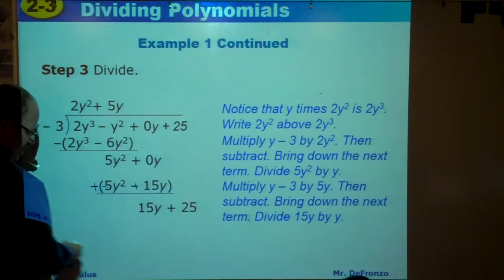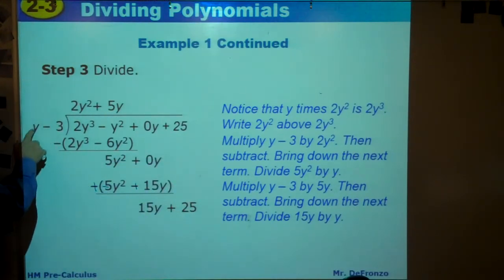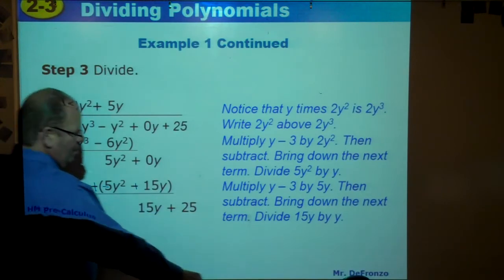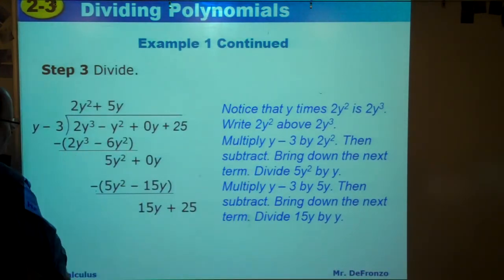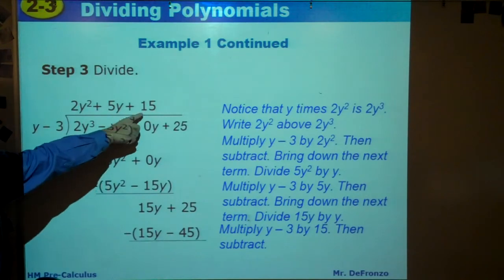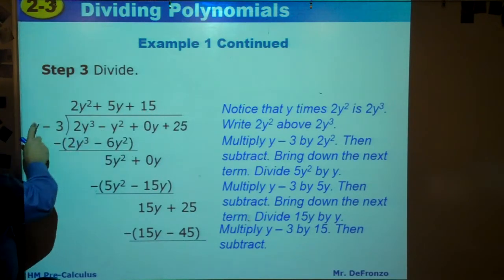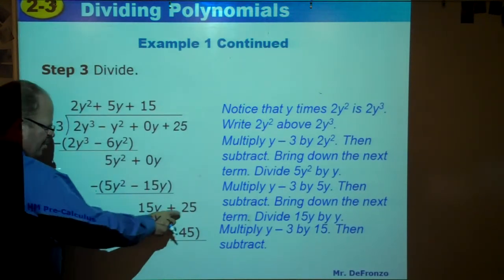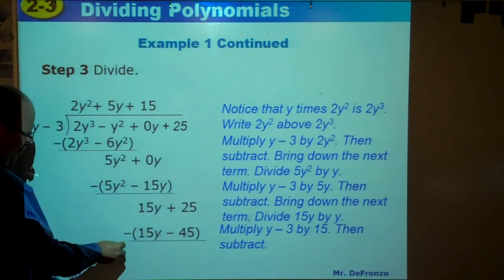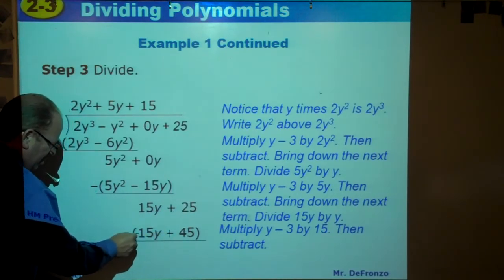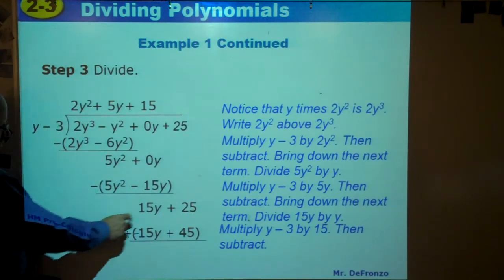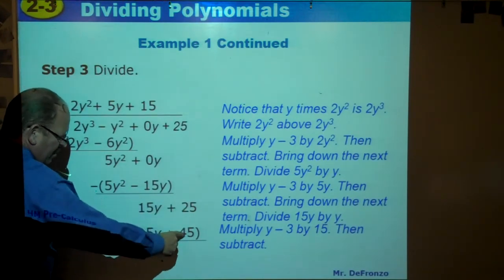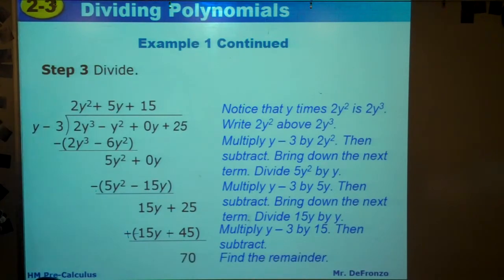Bring down the 25. Now we're looking at how many times does y go into 15y. Well, y goes into 15y 15 times. 15 times y is 15y. 15 times minus 3 is minus 45. And again, here we have to subtract negative 45. It's easier. Change the signs and add. These cancel. 25 and 45, 70. That's a remainder of 70.